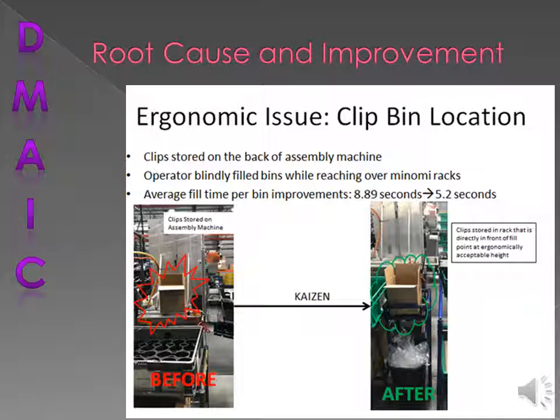So I created another freeform structure, and you can see in the after picture that the clips are now sitting just below the outshoot, and it's at an appropriate ergonomic height, and so the utility operator can easily see what he's filling and then return that clip bin to the in-chute for the operator. So we improved that by about 3.5 seconds.